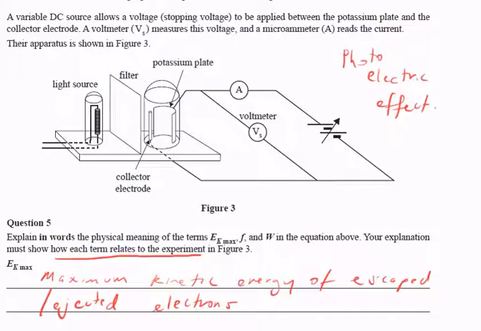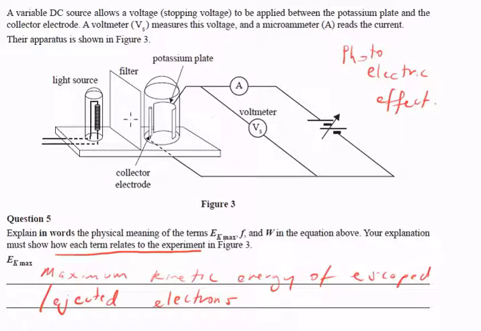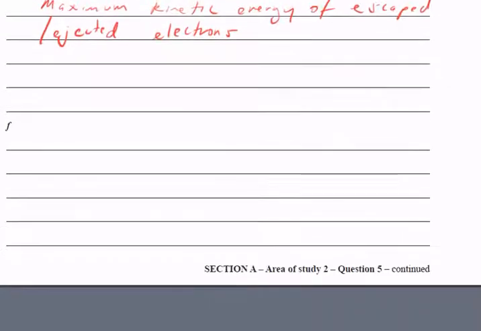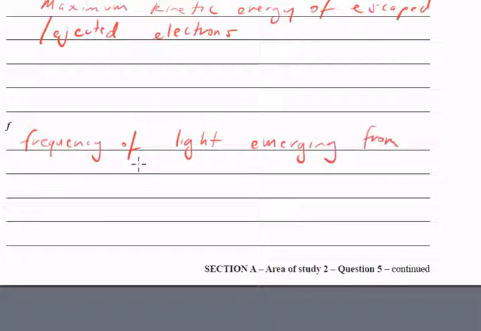F is frequency of the light. Now this emits light of all different frequencies. It's a filament lamp by the look of it. So it's really important you talk about the light, or the frequency of the light after the filter, or the frequency of the light that went through the filter. Because that really says you're talking about the red light or the blue light, whatever the colour the filter was.